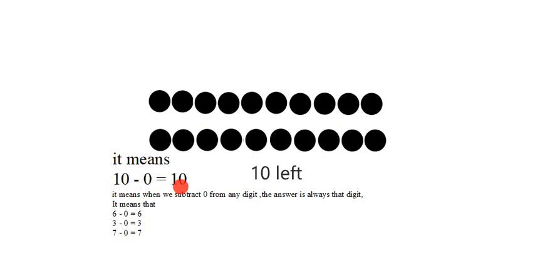So when we subtract nothing from something, it doesn't affect that thing. The answer is always equal to that thing. So it means that when we subtract 0 from any digit, the answer is always equal to that digit. So we can also say that 6 minus 0 equals 6, 7 minus 0 equals 7, 3 minus 0 equals 3. So basically when we subtract 0 from anything, the answer is always equal to that thing.